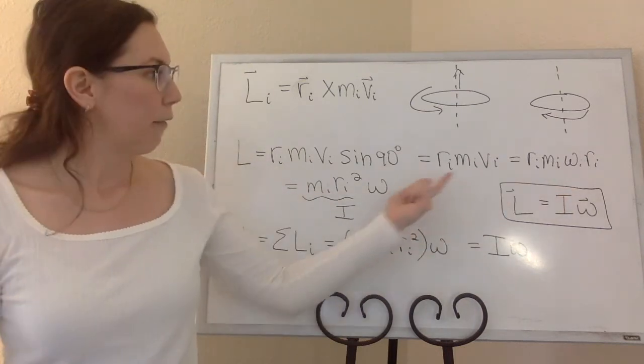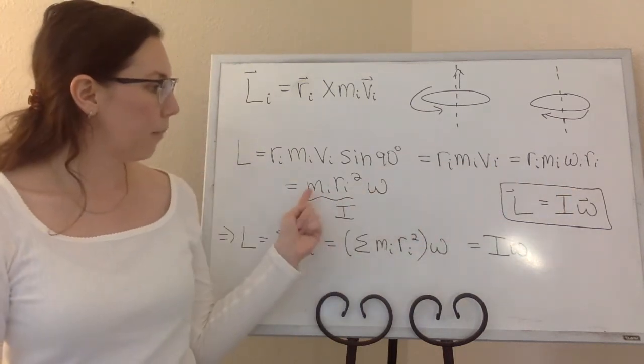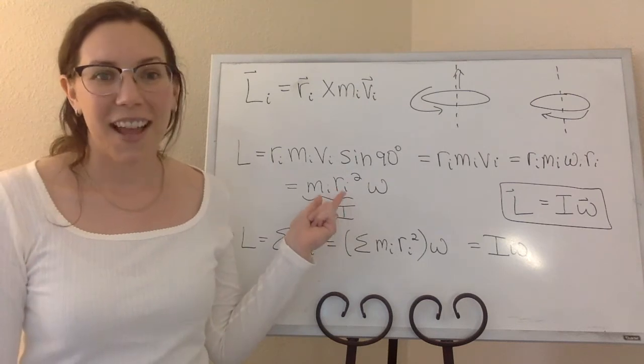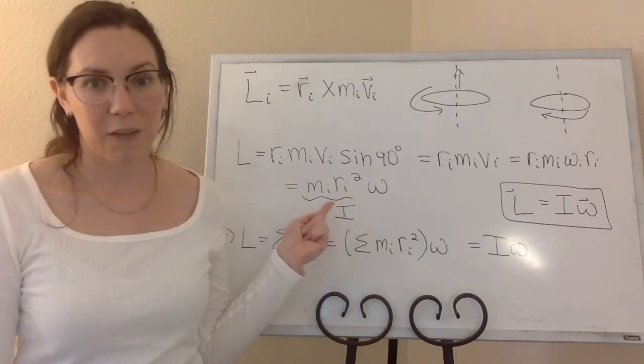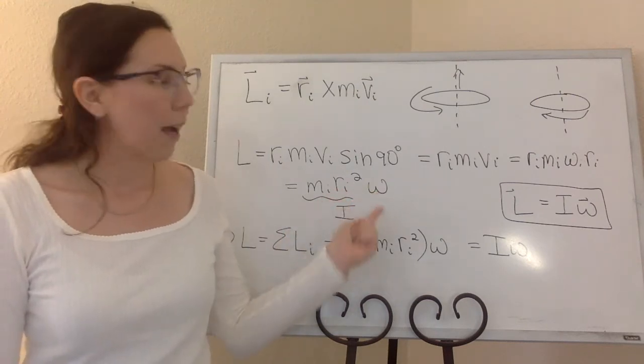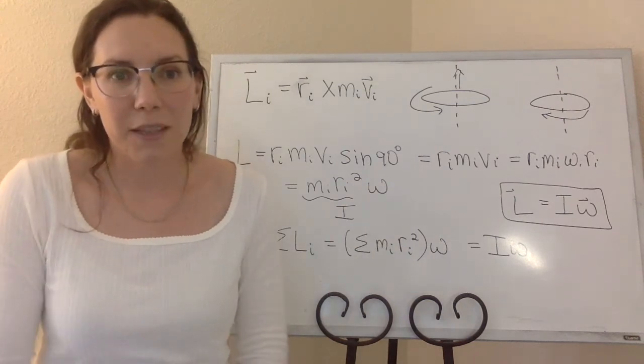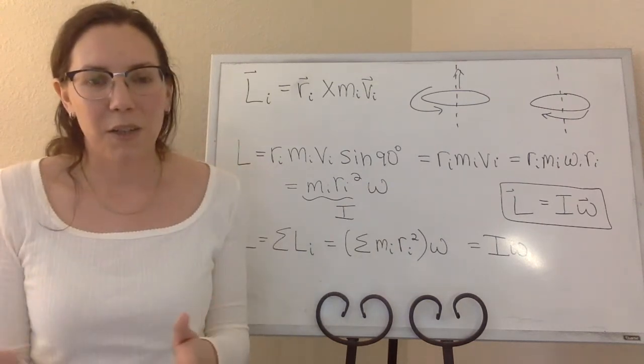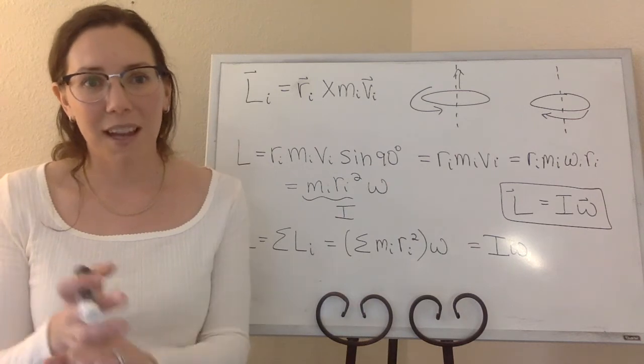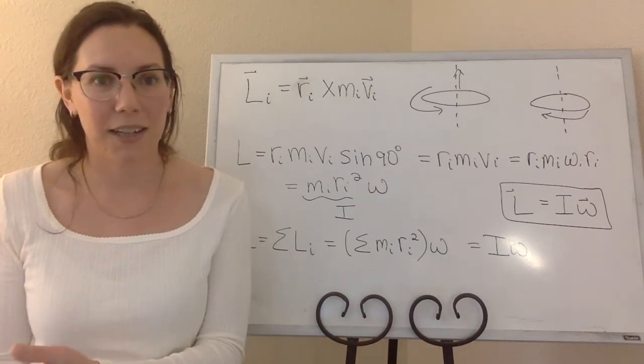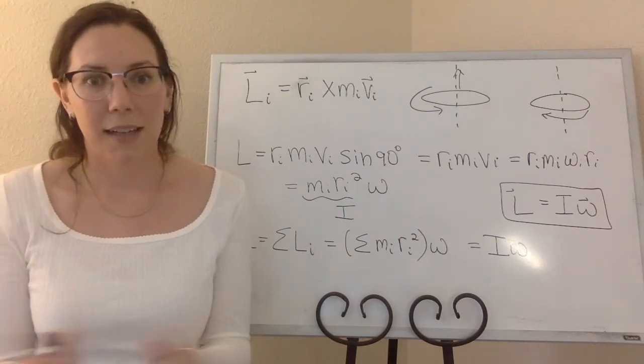Look, we have two factors of r, so we can combine them: m_i r_i squared. That's the individual moment of inertia for that particle. Then we have times omega, the angular velocity. I've removed the subscript now because each individual mass element will rotate with the same angular velocity at any particular instant, since the body is connected.